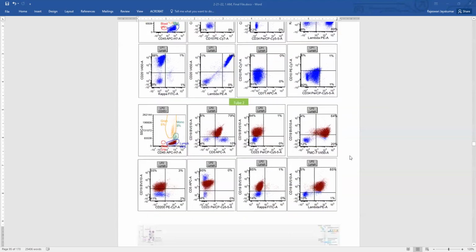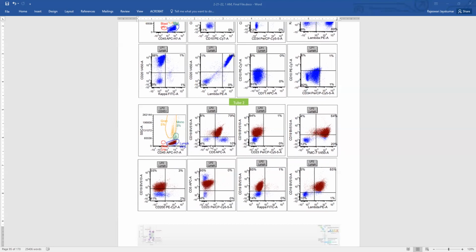Now, when we go to tube 2, we have markers like CD5, CD23, FMC7, and CD200 in this tube. So this will further characterize the lymphoma. So far, we know that it is not a CD10 positive B cell lymphoma. Now we can see whether it is CD5 positive or not, and if so, what else we can say about that.